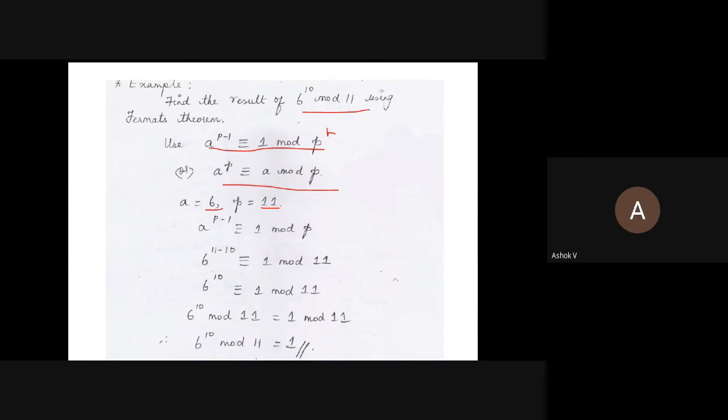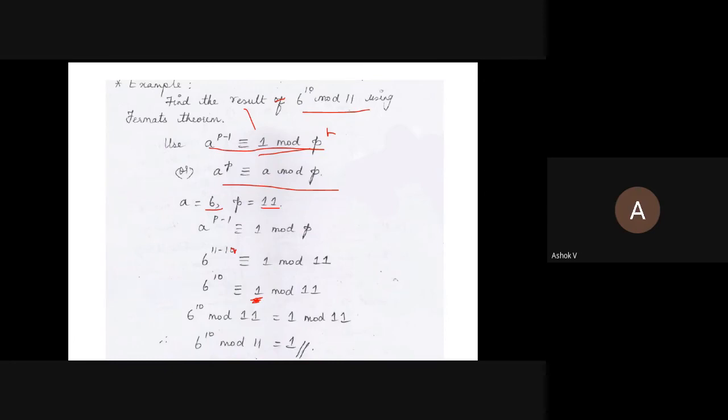After taking that, you have to find out whether P is a prime number or not. If P is a prime number and GCD of A comma P is 1, that means A and P are co-prime or relatively prime, you can directly apply the first version. Then A power P minus 1, what is P? 11. A power 11 minus 1, that means 6 power 10 will always yield the result as 1.